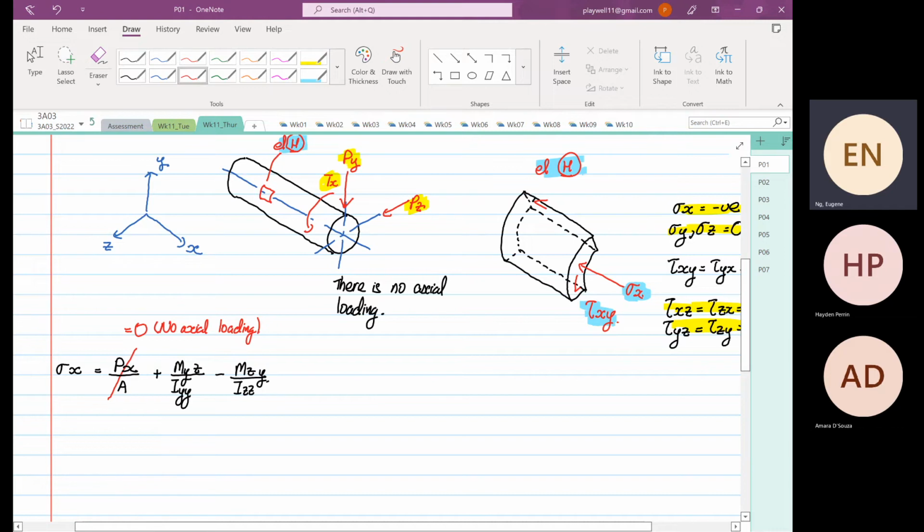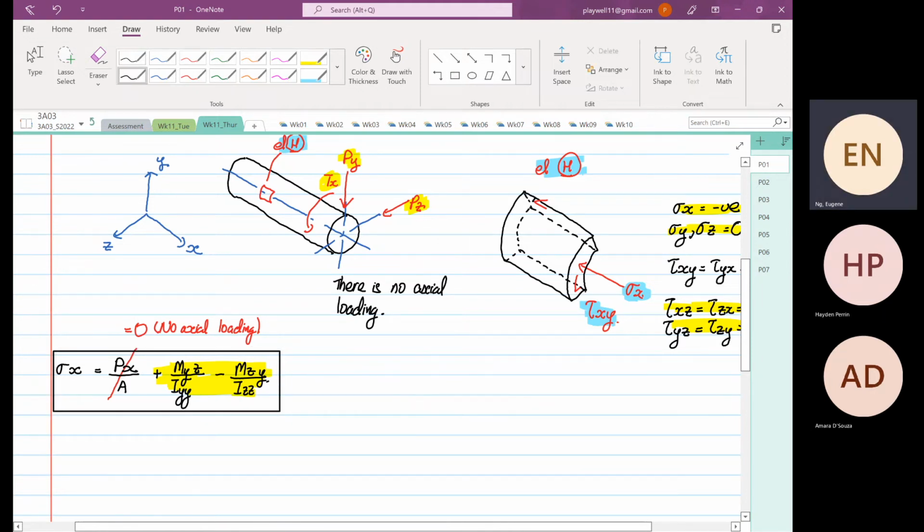So the only two terms that we need to apply are the moment about the y-axis and the moment about the z-axis to determine our normal stress in the x direction. I'm going to highlight this, because this is one very important formula that we're going to use in our design of transmission shafts.